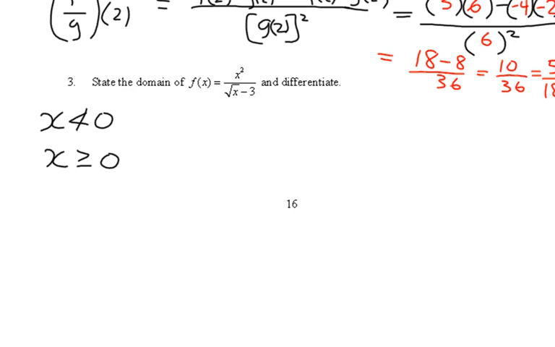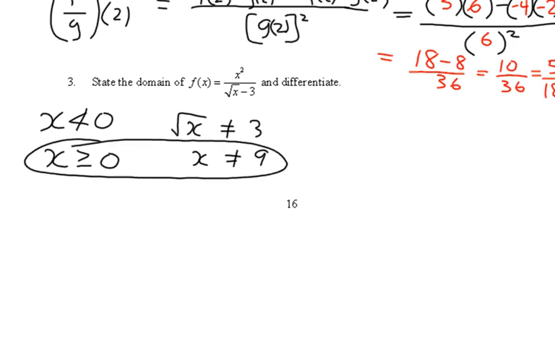But the other thing we don't want is we don't want the square root of x to be equal to 3, do we? If you square both sides, then x cannot be 9. How do we put these both together?